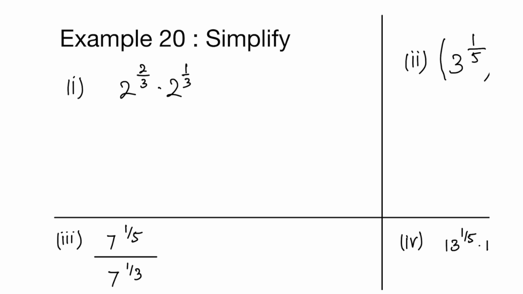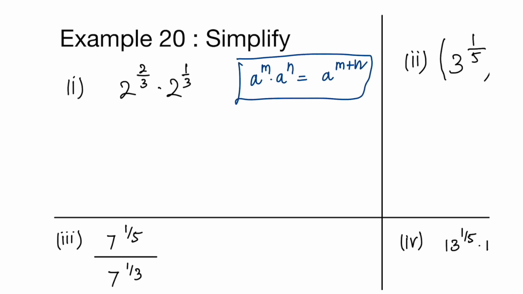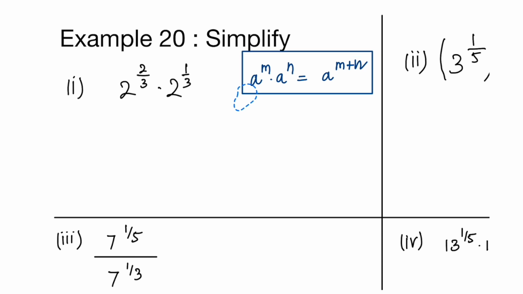Okay, so there is something that you could use. There is a formula: a power m into a power n is equal to a power m plus n. This formula can be very useful to solve this question. Why? Because it is exactly of this form. In this case, a is equal to 2, m is equal to 2 by 3 and n is equal to 1 by 3. So this is exactly like that formula.